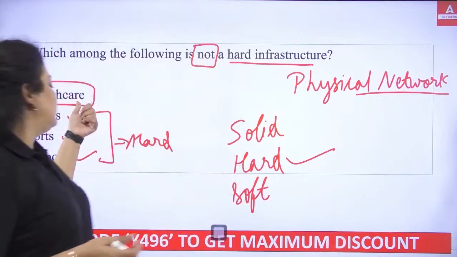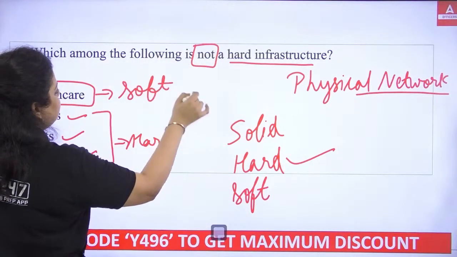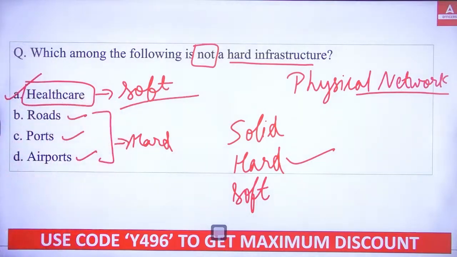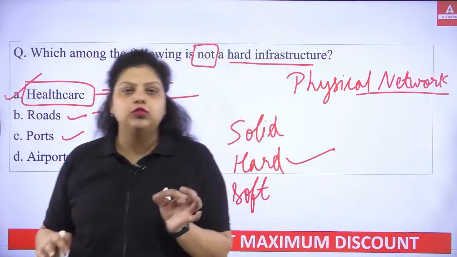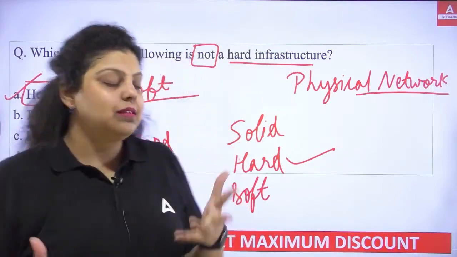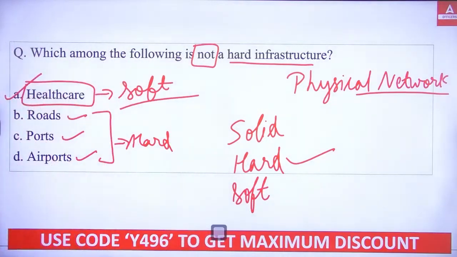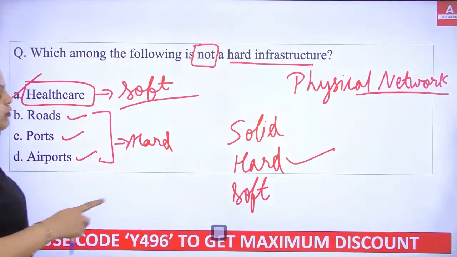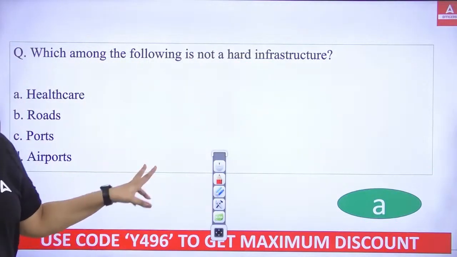So that's why healthcare will be a part of your soft infrastructure. All those infrastructure which help us to keep the economy running are known as your soft infrastructure. This is a part of soft infrastructure. So your right answer will be option A, that is soft infrastructure, not a part of your hard infrastructure. So do remember the difference between both.